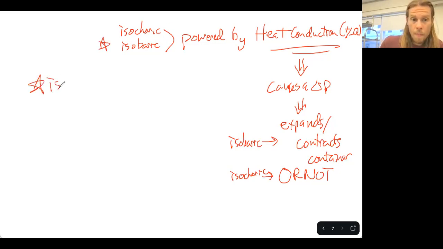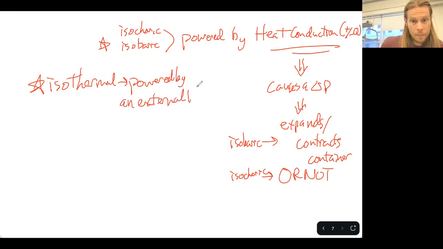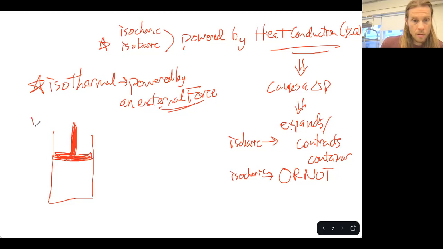So what's isothermal? I'll just tell you, it's powered by an external force or an external pressure. So if I have a piston, so this is the classic example. I'm hoping to find one to have in class. If I have a piston, it's a sealed container where this can move up and down, right? It's sealed, so nothing can escape. And now you're like, oh, right, I've seen this before, or maybe you thought of this before.